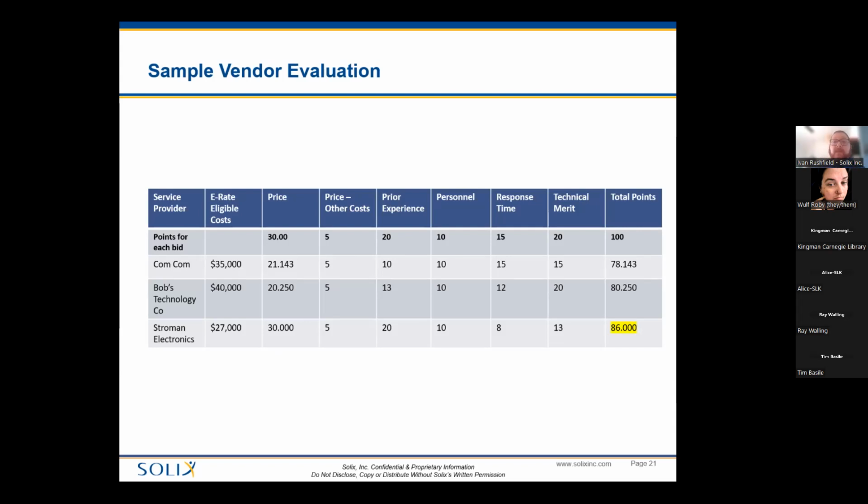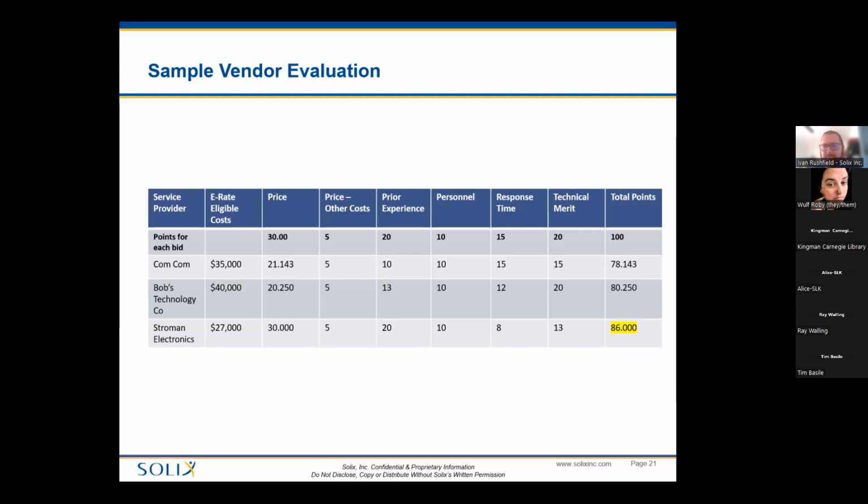But we need to take other things into account. What's their experience with the library? Is their staff well put together? Are they responsive to your needs? Do they have the technical know-how to do what needs to get done? So we can see here, Stroman has the best price, but their technical merit is kind of toward the bottom. But when we put all these things together, we see that it wins with 86 points. Their price was just too good.